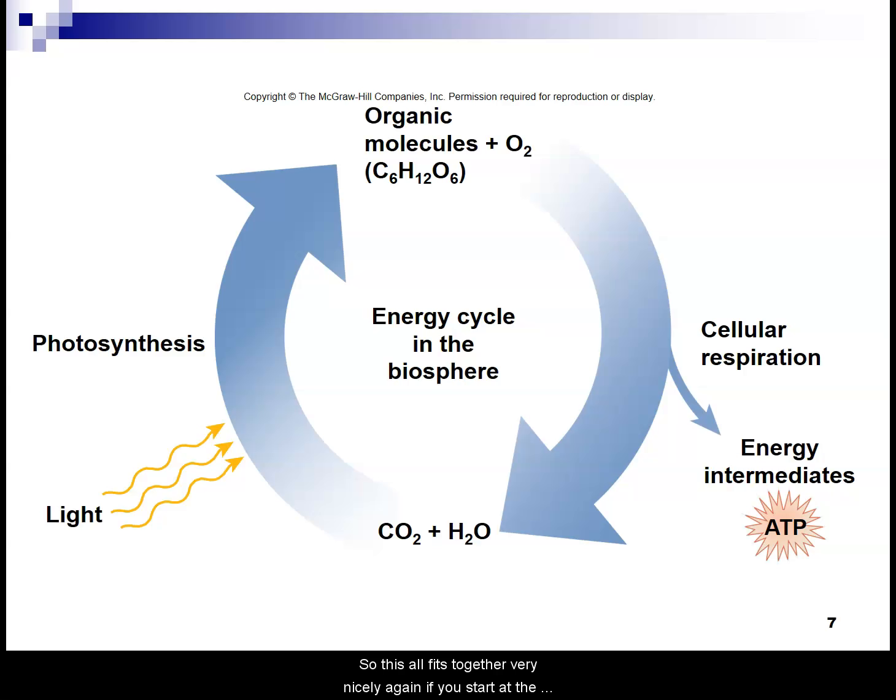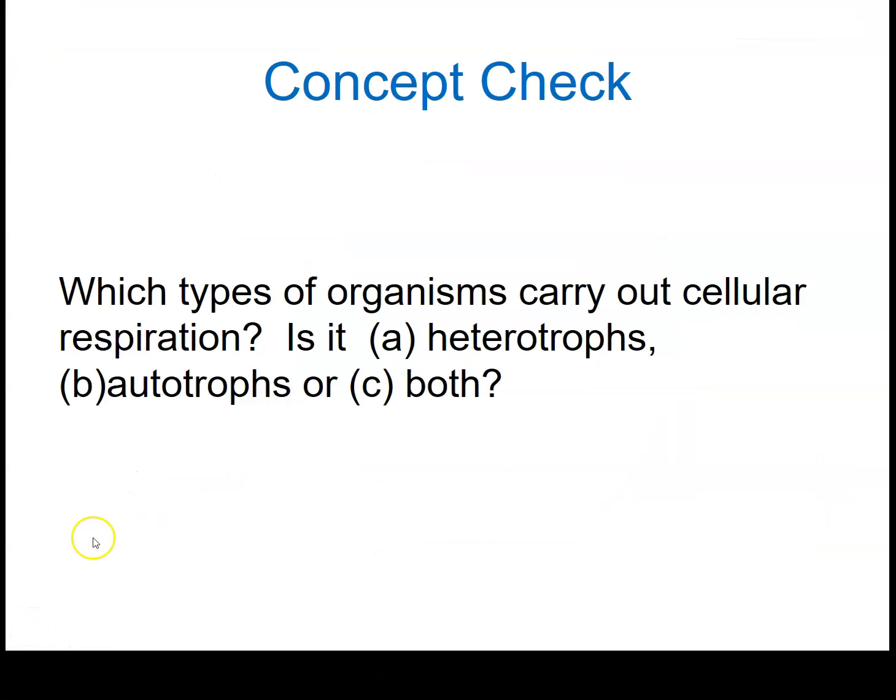Again, if you start at the top of this figure with chapter 6, we were taking glucose in the presence of oxygen, and we were able to break that down into CO2 and water, a byproduct of which was a lot of energy. However, if we're going to build a glucose molecule, that's going to take energy. Where does that energy come from? It's going to come from the light.